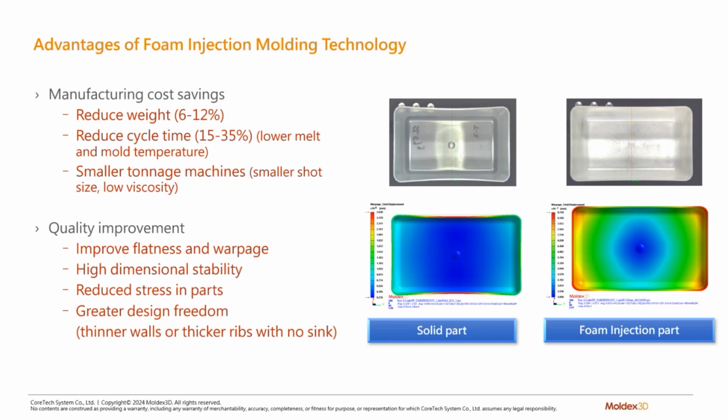The advantages are manufacturing cost savings and quality improvement. You can reduce the weight by 6 to 12%, reduce cycle times 15 to 35% by using lower melt temps and mold temperatures, smaller tonnages, improve flatness and warpage, high dimensional stability, reduce stress in parts, and then, of course, a greater design freedom. You can use thinner walls and thicker ribs without any seam concerns.